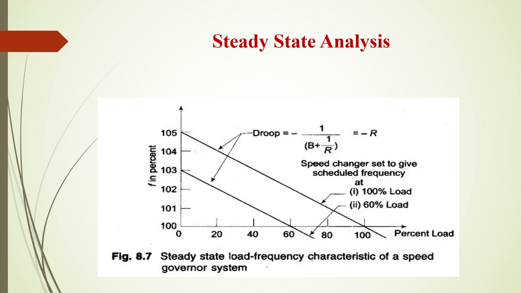And from this figure, the load frequency plots, we can get one to give scheduled frequency at 100% rated load and the other to give the same frequency at 60% rated load. Okay, so the first one is showing 100% rated load, the second line is showing the 60% load. So the speed changer setting we are getting at two different loads, 100% load and 60% load. So this is the steady state analysis of a single area case.